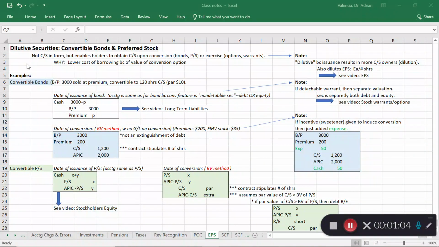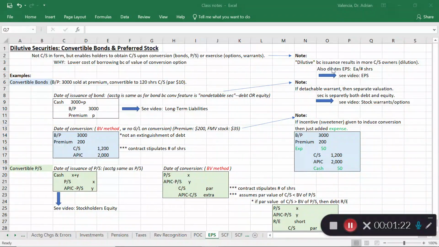certificates, the issuance of common stock, results in more common stockholders owning the company, right? So for the previous owners, it dilutes or it decreases their percentage ownership. So that's one reason why they're referred to as dilutive.